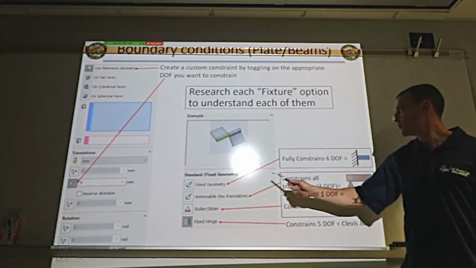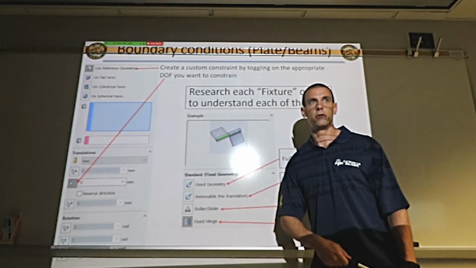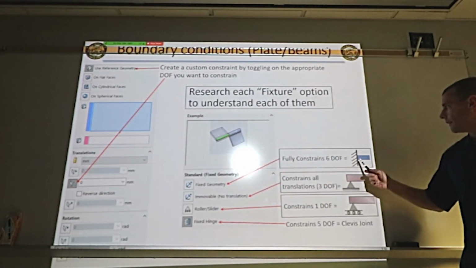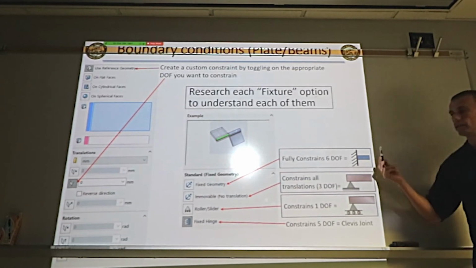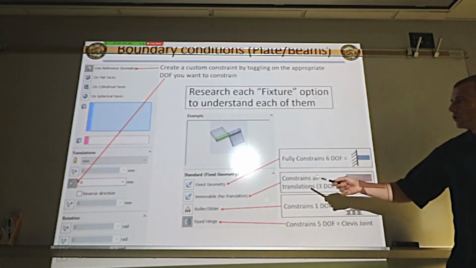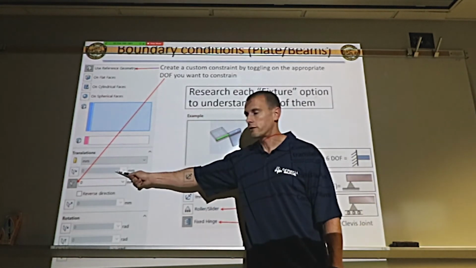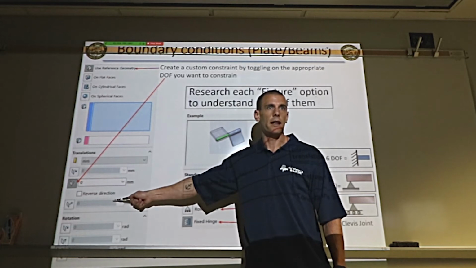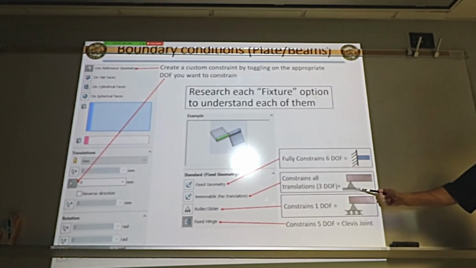So fixed geometry, it's gonna fix 6 degrees of freedom. It's gonna put zeros in all of these for you. Okay, that looks like basically like a cantilever beam, right? That's a fixed support on the end. If you pick immovable, no translation, it's gonna put a 0 in these translations, 0, 0, 0. Okay, that's like a pinned constraint. So it's gonna look like a pinned beam.